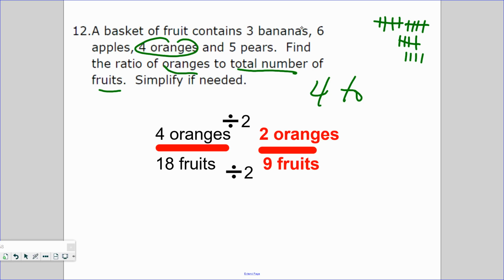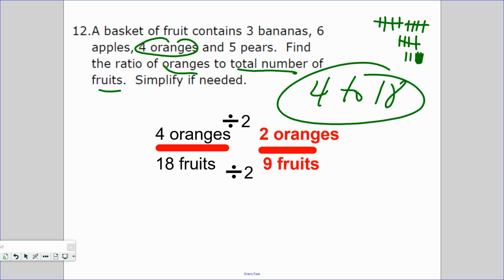3 plus 6 is 9. 9 plus 4 is 13. 13 plus 5 is 18. All right, I must have miscounted somewhere here. So there's 18 fruits. Can I simplify 4 to 18? What can I divide this by? Divide by 2. Divide by 2. 2 to 9. 2 oranges to 9 fruit.